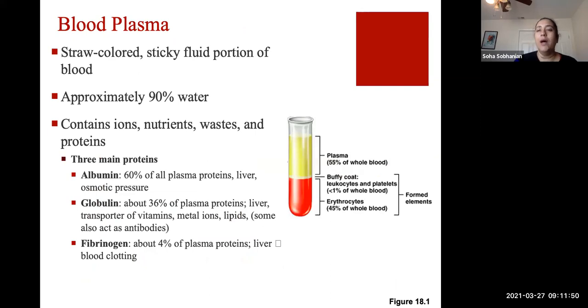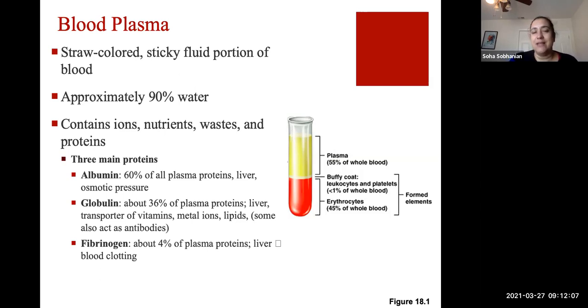So what is found in each of these three components? What is found inside the plasma? What's its function? What's inside the buffy coat? What's its function? What are erythrocytes? What is their function? So let's just start with the top layer, which is your plasma.